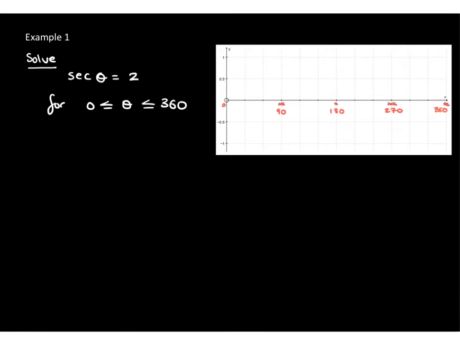We've been doing a lot of work about radians recently, and most of the work that we have done is in radians, but we could still be asked to work in degrees in a question. That's perfectly valid and feasible. So let's take a look at an example in degrees.